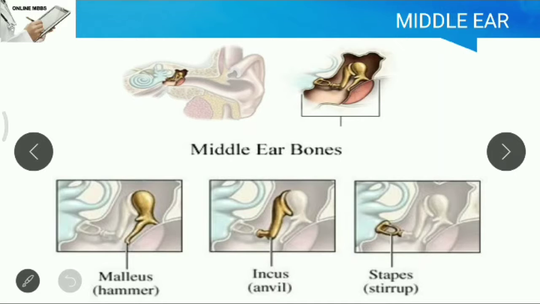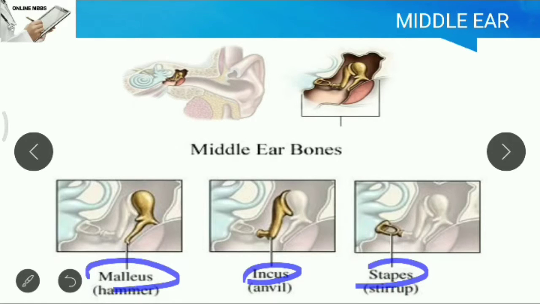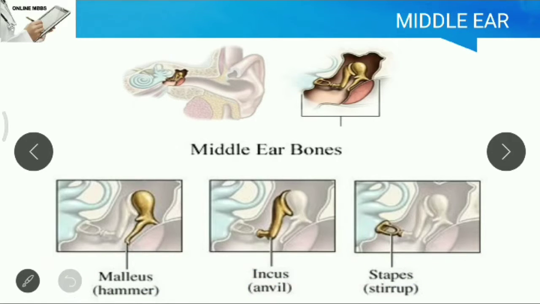Now comes the middle ear. The middle ear consists of the three ossicles. They are malleus, incus and stapes. Malleus is also known as hammer, incus also known as anvil, and stapes also known as stirrup. And these names are according to their shape.